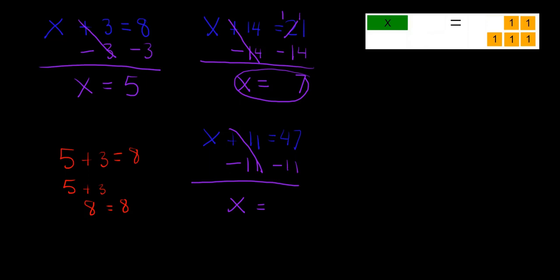Now I'm going to take 11 away from 47. So 7 minus 1 is 6. And then 4 minus 1 is going to give us 3. So in this case, x is going to be equal to 36. And once again, I could always plug in for x and see if it's correct. 36 plus 11 is 47. That's absolutely true.